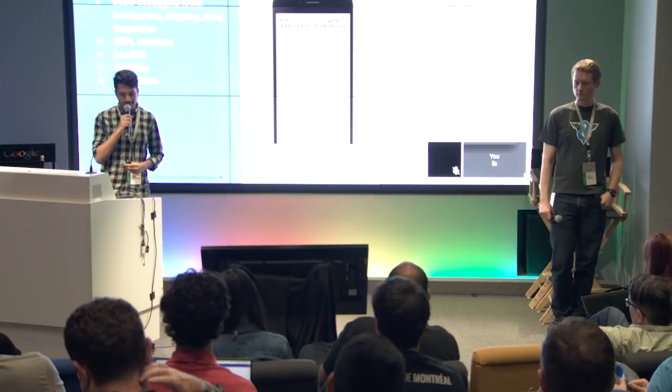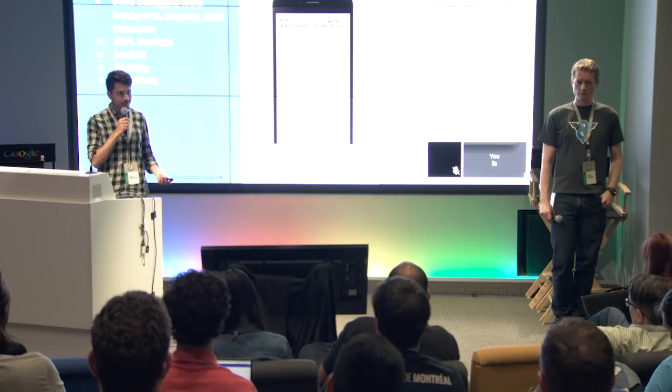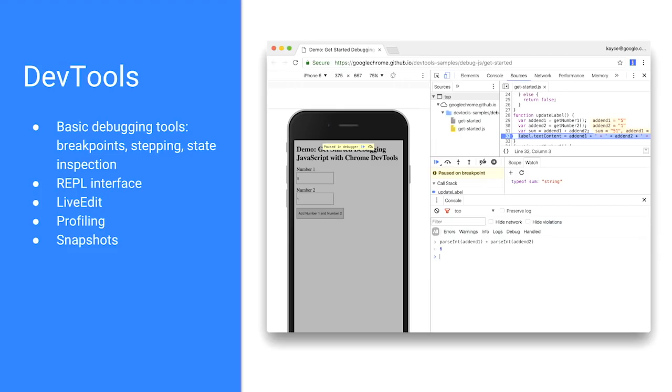V8 also provides the backend of the Chrome DevTools. So apart from basic debugging functionality like breakpoints and single stepping, it also supports live edits, so you can change the code on a running page without having to reload it. It also includes other powerful tools such as a sampling profiler for looking at performance profiles, and heap snapshot and allocation profiles for understanding memory usage.